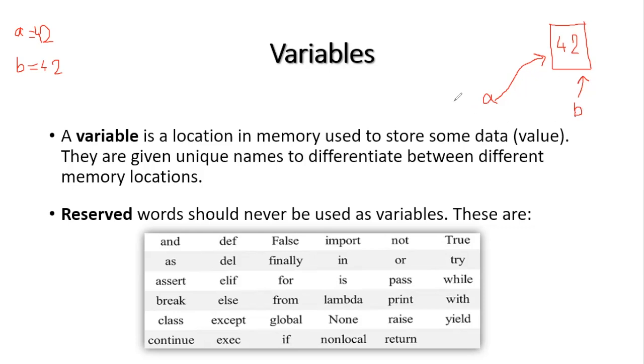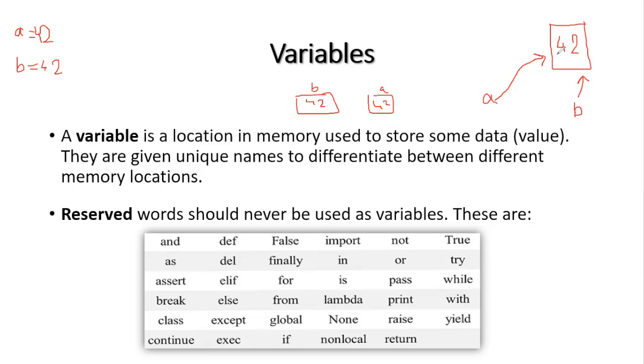Therefore, we cannot actually call it a container. This is not a container A containing value 42, and this is not a container B containing the value 42. No. Basically, these are pointers pointing at this particular memory place where the value 42 has been stored. This is very, very important, because this is how we reduce the time and space complexity. We'll understand much of it as we move forward. All right.